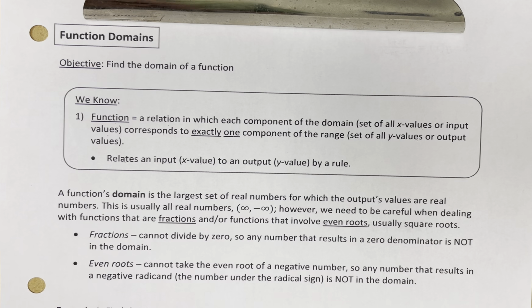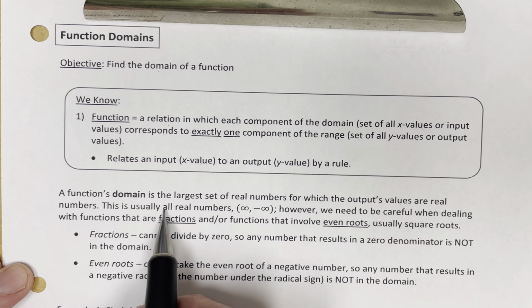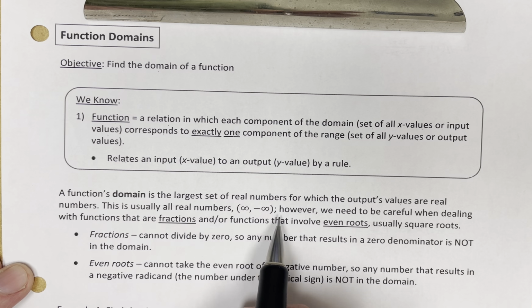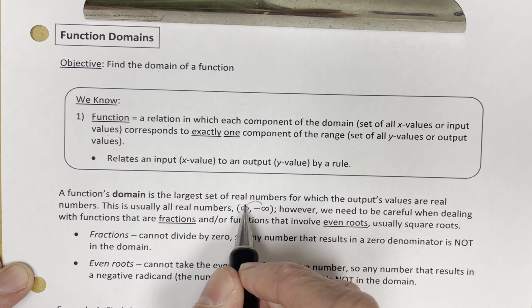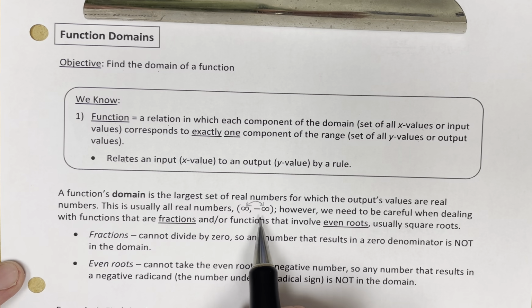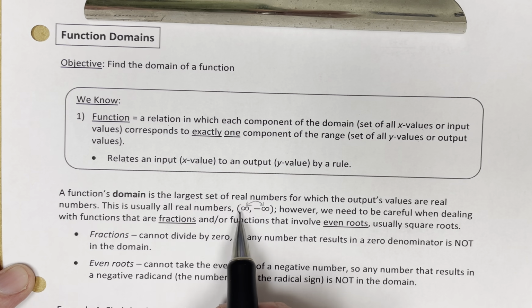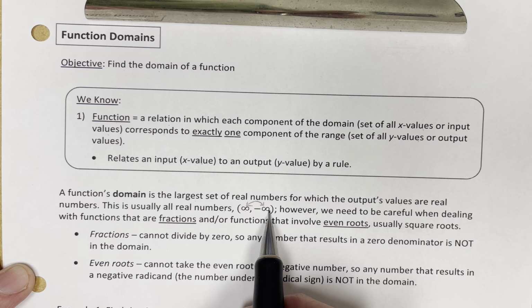So we're going to be on a graph. This is usually all real numbers. So the domain of a function is usually from, whoops, I have this backwards. I'm sorry, I have that backwards. A function's domain is usually all real numbers, in interval notation, negative infinity to positive infinity.